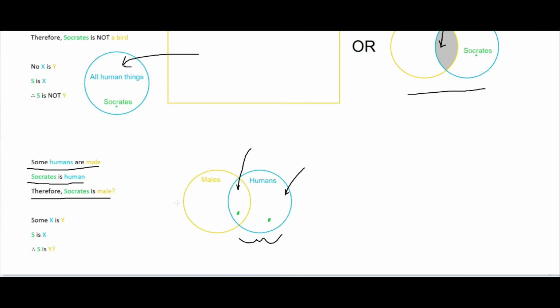In the next video, I'm going to go into more detail about how these syllogisms can fail, and the ways that people actually screw them up and make invalid statements.